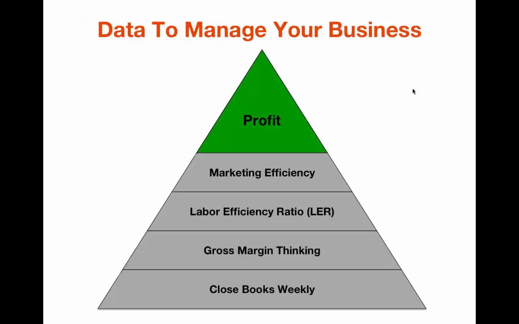So ultimately the idea is this pyramid of running a successful business is, we've got a process where we teach people how to close their books weekly, don't wait on months, do gross margin thinking, focus on your labor efficiency ratios to get those dialed in. We've got a technique that looks at marketing efficiency to hold your marketing efforts effective, to make sure that you're not confusing activity with accomplishment, and make sure that marketing effort is producing true margin for the dollars being spent. And if you get those 4 things right, you're going to have profitability. So how do you really deal with that?